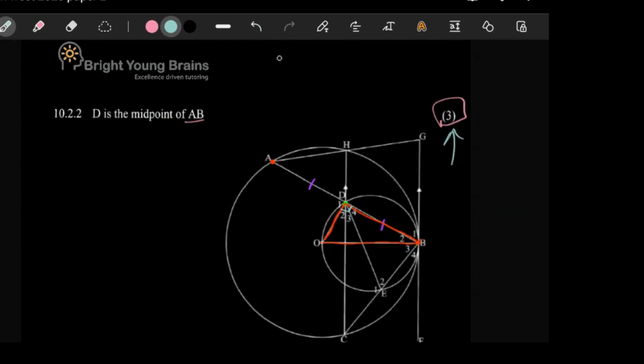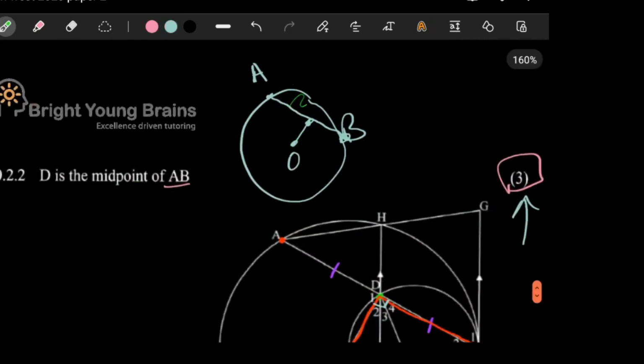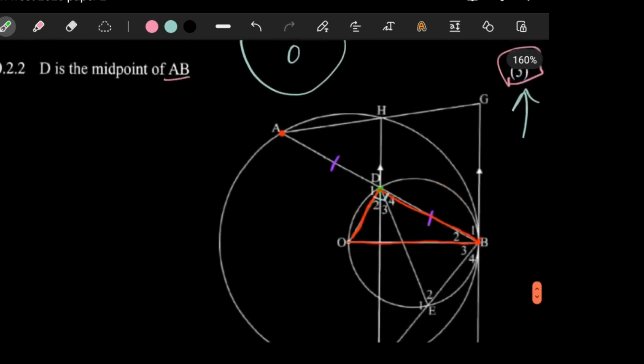Because if you look at the big circle, we have center O. O goes to D, of which D is on AB. So there's A up there, and there's B down here. So this is clearly theorem 1, which basically states that a line from the center of a circle bisects a chord in half if they meet at an angle of 90 degrees. So in terms of us getting 3 marks, the first thing we need to tell them is that ODB is a 90-degree angle. So let's just say that first.